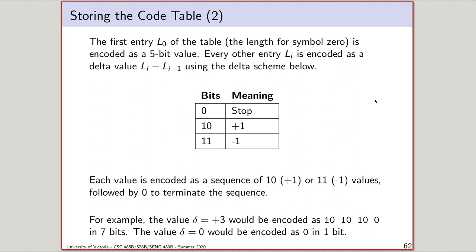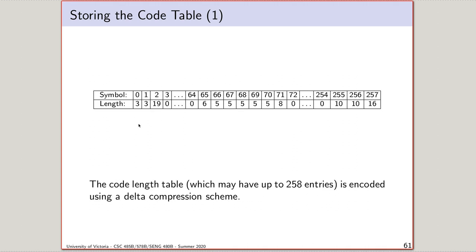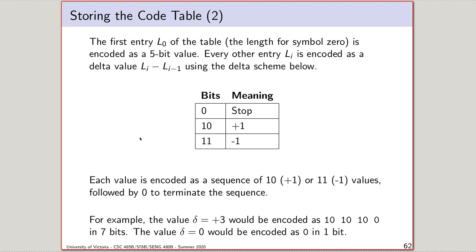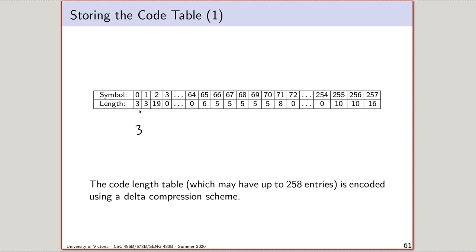It's this scheme. We store the first entry of the table as an absolute value in 5 bits. The code length is at most 20, so 5 bits is enough. So I store the number 3, and then I store a sequence of these delta values. I just output bits based on this: either 0 to stop, 1, 0 to add 1, 1, 1 to subtract 1. So 3, let's write that out as a proper binary value, most significant bit first. Then this is just 0 for stop. Now I have to add 1 16 times. So 10, 10, 10, 10, 10, 10, 10, 10, 10, 10, 0.